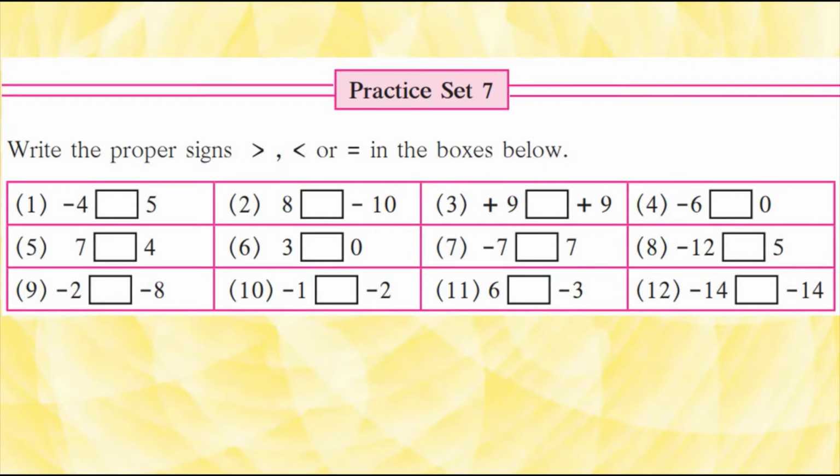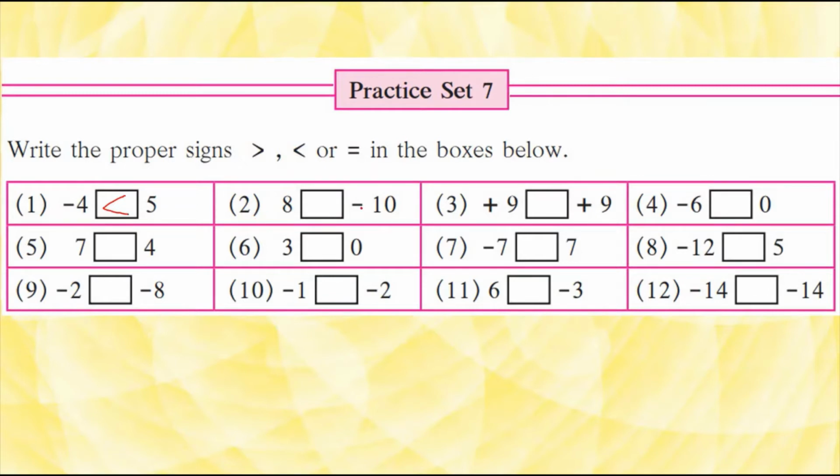Write the proper signs in the boxes below. The very first sum we have is -4 and 5. So from these two, -4 is on the left hand side of the number line, which means it has a smaller value. And hence, we are supposed to put this sign like this, open mouth towards the greater number.